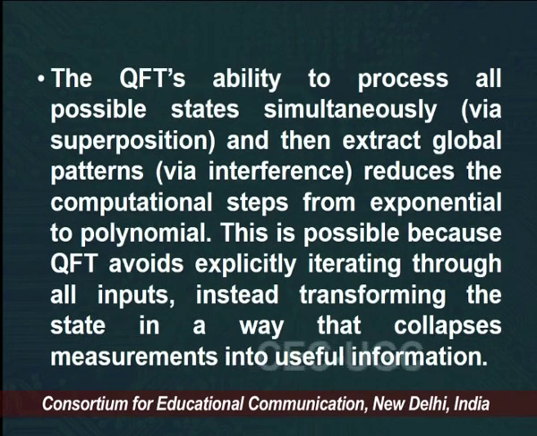So, the QFT's ability to process all the possible states simultaneously is why we define it as a superposition that extracts the global pattern by interference, reducing the computational steps from exponential to polynomial. This is possible because QFT avoids explicitly iterating through all the inputs, instead transforming the state in a way that collapses measurement into the useful information.